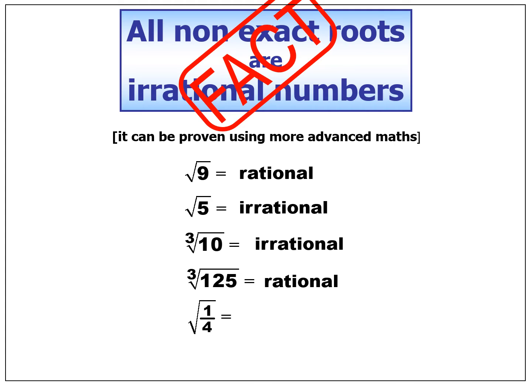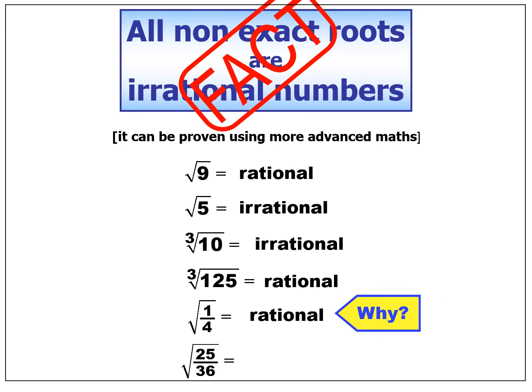And square root of 1/4 is equal to 1/2. So it is rational. And square root of 25 over 36 is equal to 5 over 6. So it is a rational number.